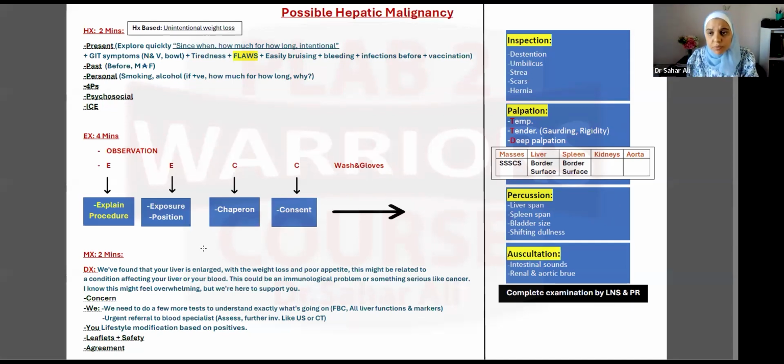I know it's overwhelming. We didn't confirm anything yet. We will need to do more investigations. What are the investigations that you need to do? Blood count, liver function tests and all the markers, the hepatitis markers, the serology, for all of the assessments, and refer the patient urgently within 2 weeks to do ultrasound on the liver, and also they might do a CT scan on your liver as well.